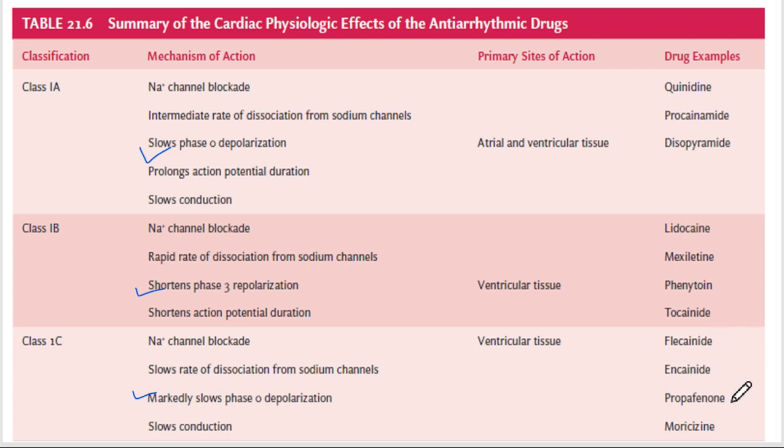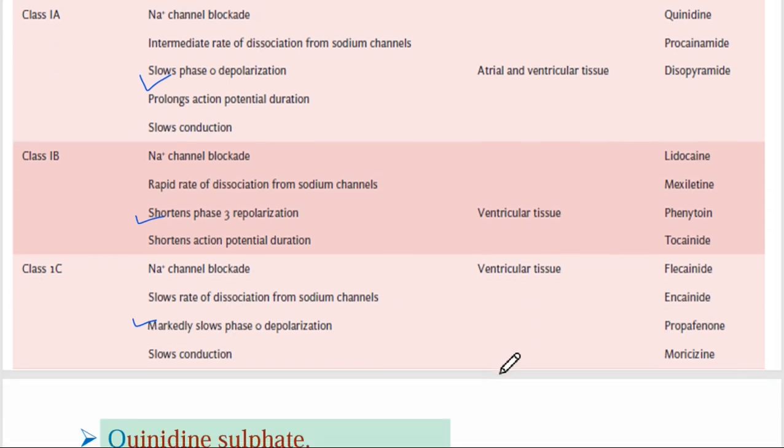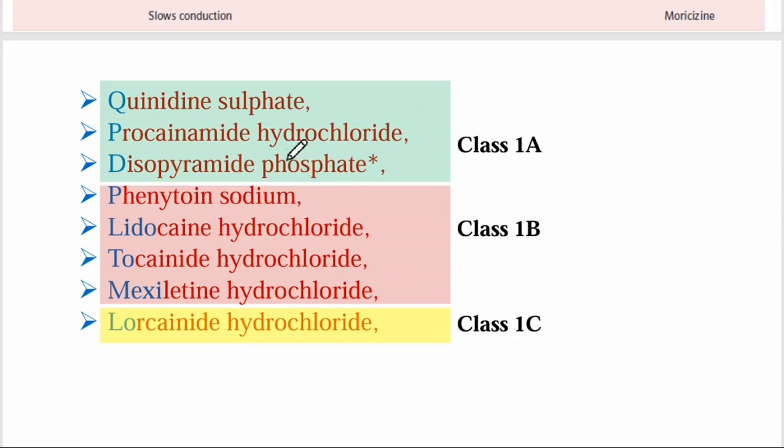and encainide, propafenone, moricizine, flecainide are for your class 1C. So this is the classification for your sodium channel blockers, that is class 1 antiarrhythmic drugs.